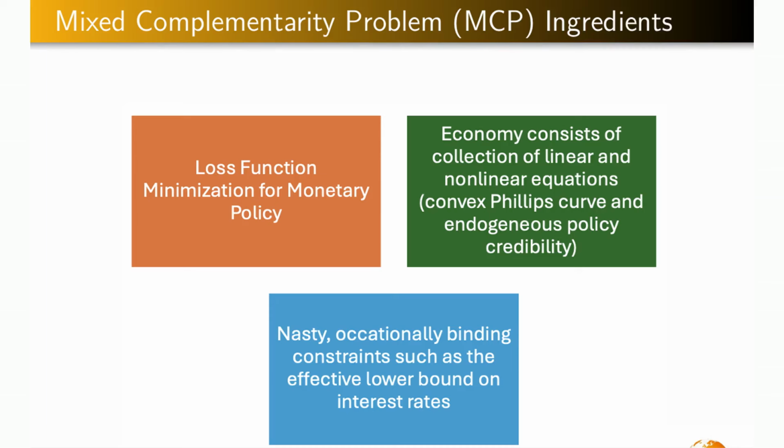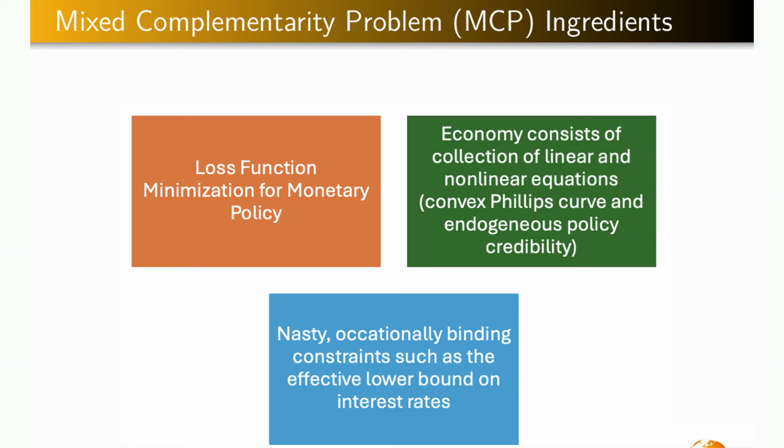In general, when we say a mixed complementarity problem, we mean models that can have these three characteristics. Instead of a linear reaction function or a linear policy rule, we have a loss minimization function for monetary policy, and this is a non-linear function, of course. This is the first ingredient of MCP. We also have other non-linearities, as I mentioned. One is endogenous policy credibility, and the other is the convex Phillips curve.